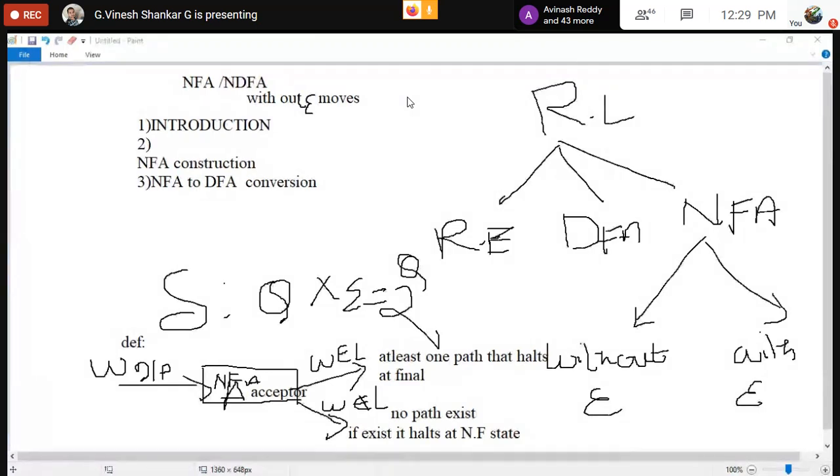But in DFA, we have seen exactly one path for one input symbol. But here, you can have more than one path for a given input symbol. You can have one path or you can have more than one path also. That is the NFA. Is it clear? The difference between NFA and DFA?